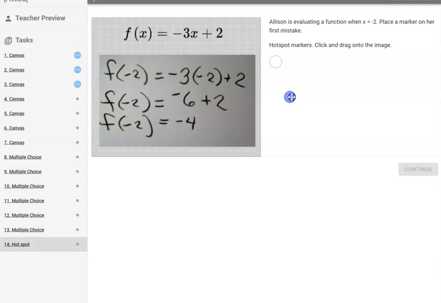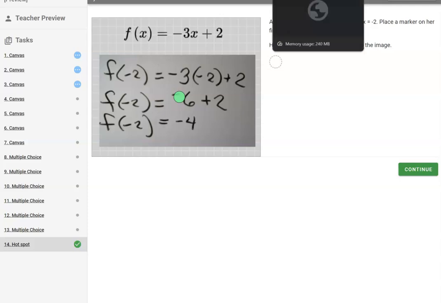She's evaluating, place her marker on her mistake. Well, it looks like she replaced her x with -2, so that looks right. When she multiplied here, the mistake was right there. She should not have a -6. She should have a +6. So when you click, it'll turn green, and if not, they can do it again. And that's it. So anyway, this is Graspable Math. Cool program. I do use it a lot, but mostly for the algebraic portions, particularly when I'm introducing something new.